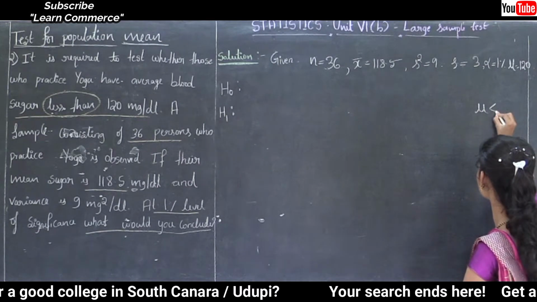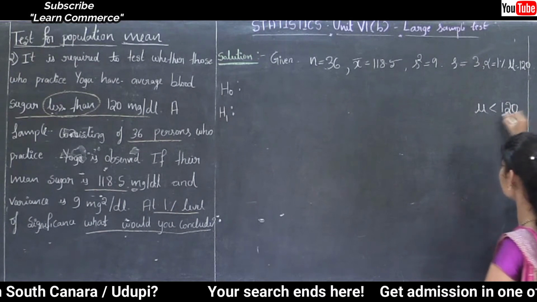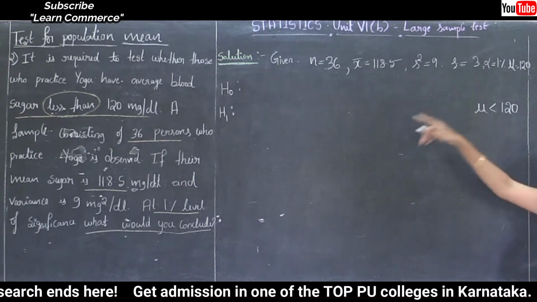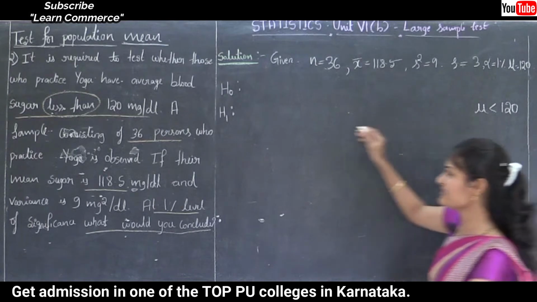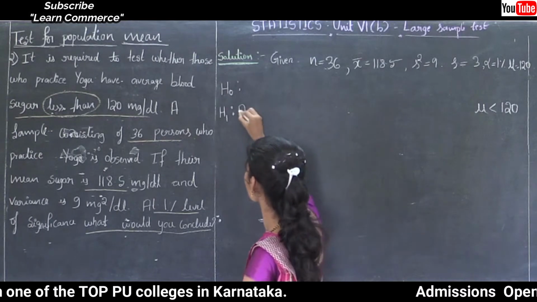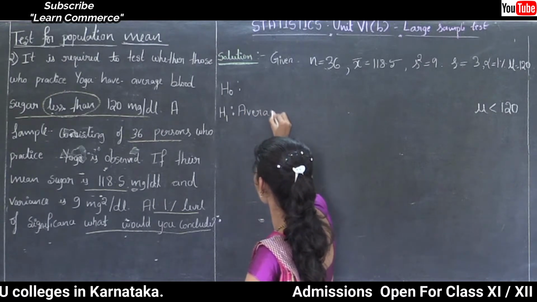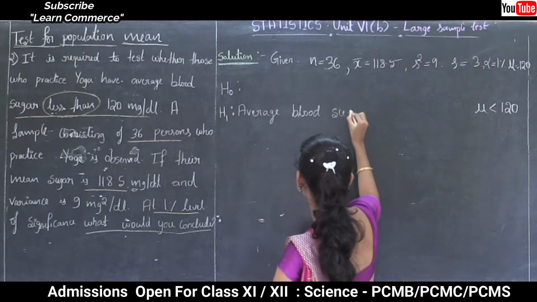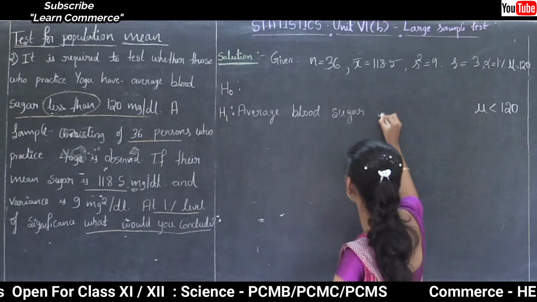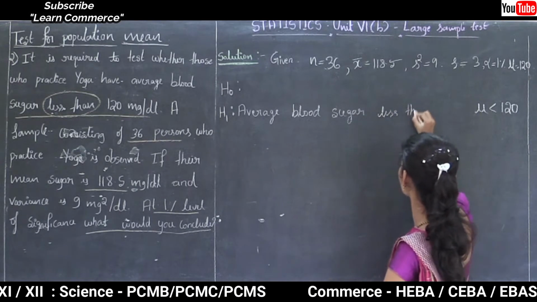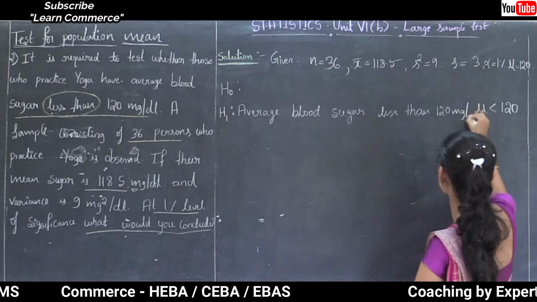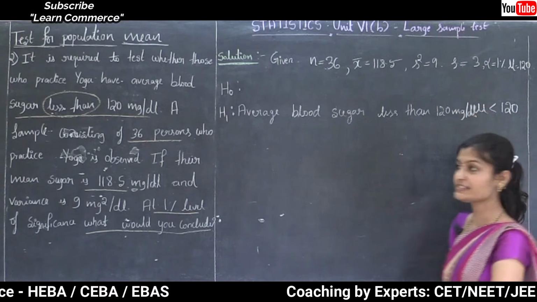Mu less than 120. If it is greater than, less than or not equal to, then it is the alternative hypothesis. Then what is the sentence here? The sentence is average blood sugar less than 120 milligrams per deciliter. Then what is H naught?